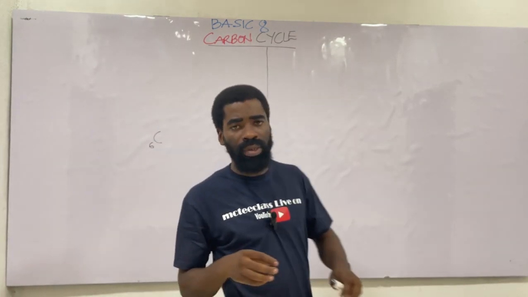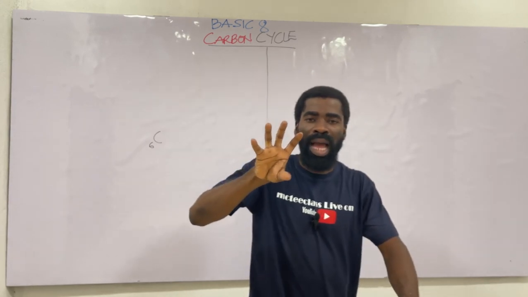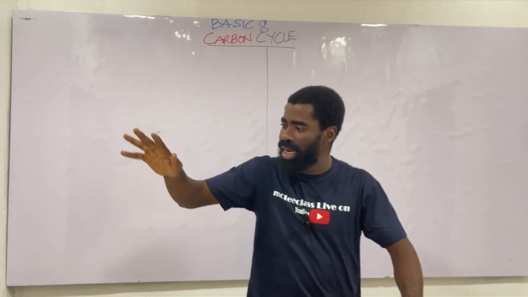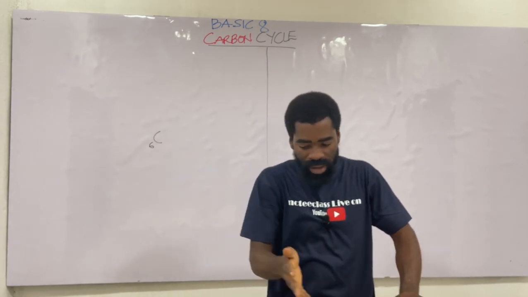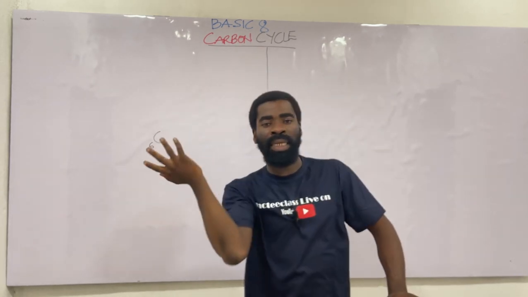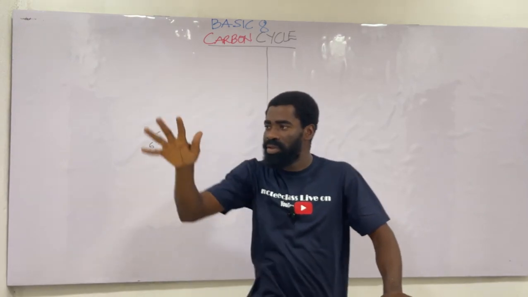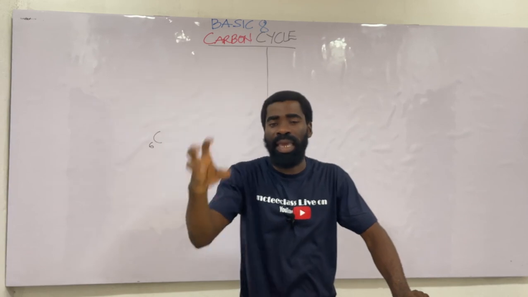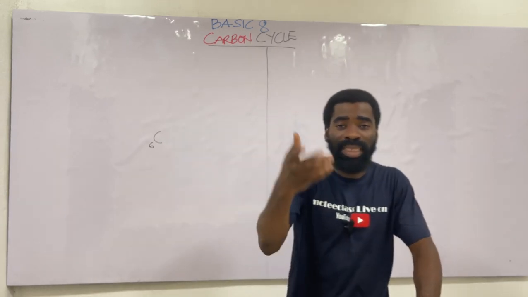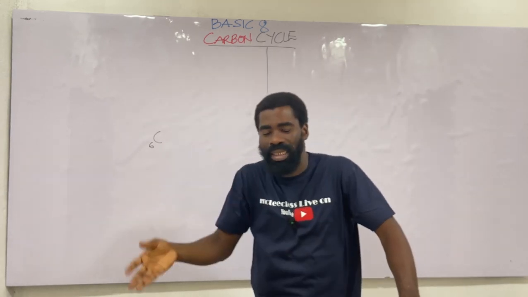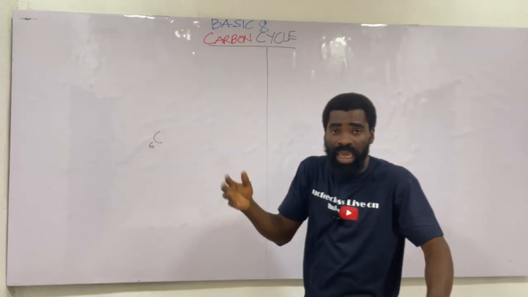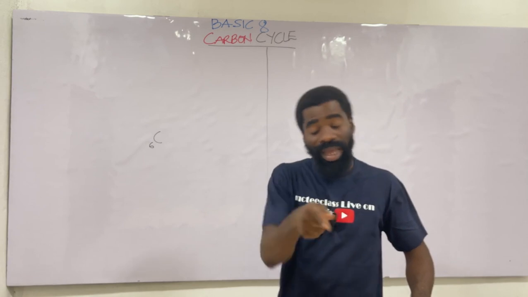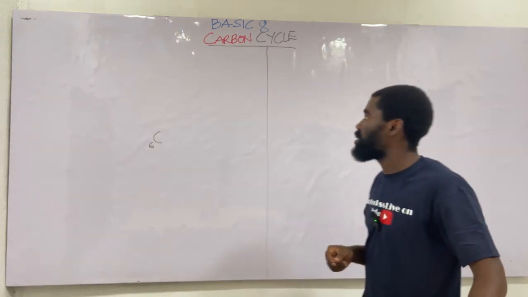Now, as I was saying, when we say carbon cycle, we are looking at how carbon moves from one point to another, and back again to where it started. So once you have that, then we say you have what? A cycle. In fact, we have so many cycles. We have the water cycle or the hydrological cycle. We have the nitrogen cycle, and also the carbon cycle. Good.